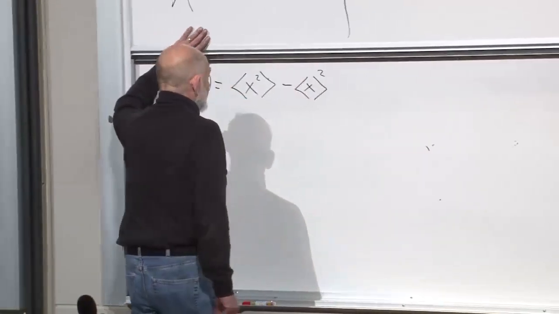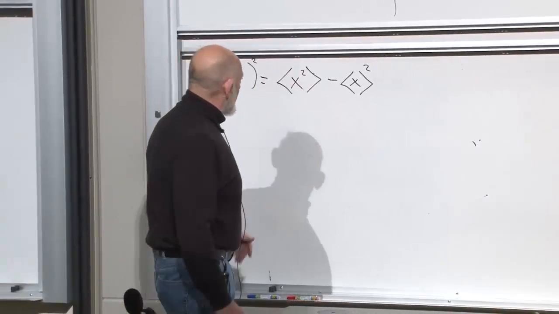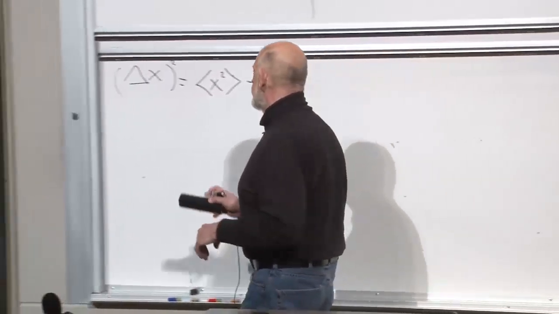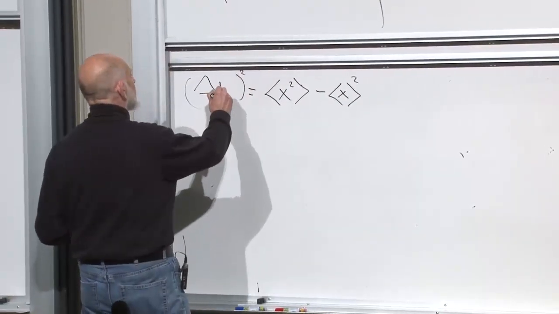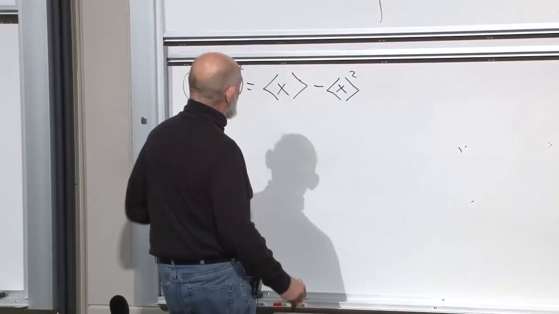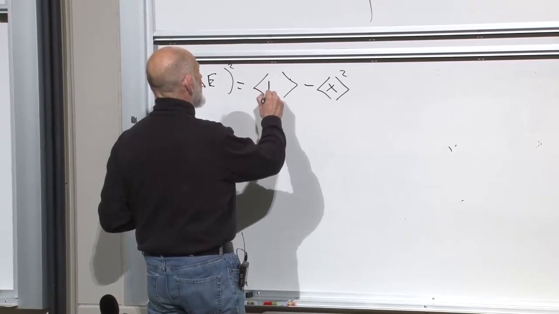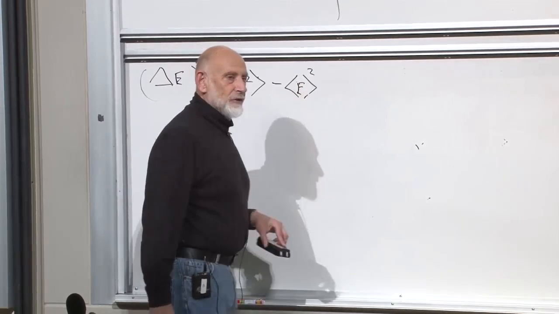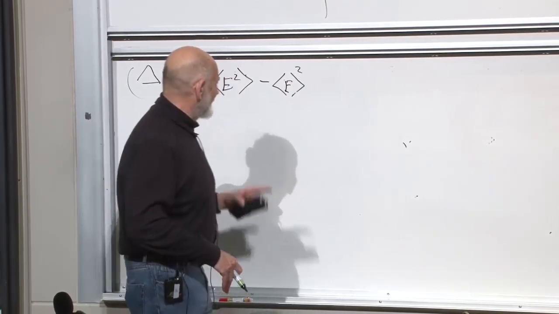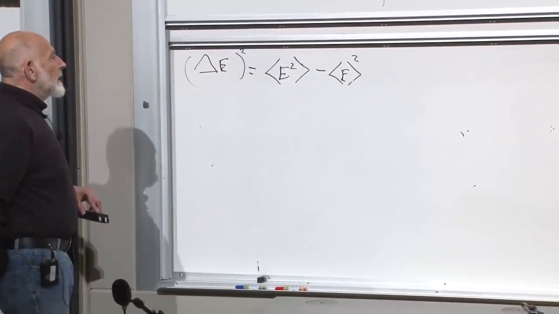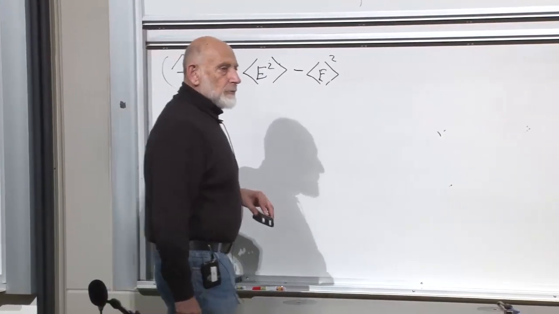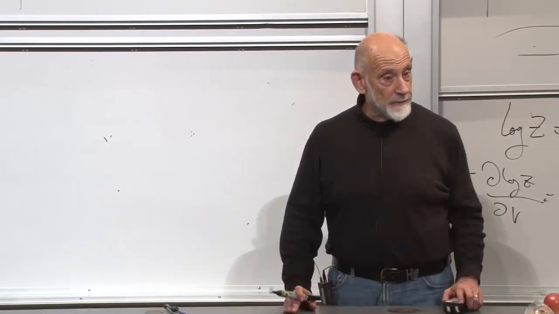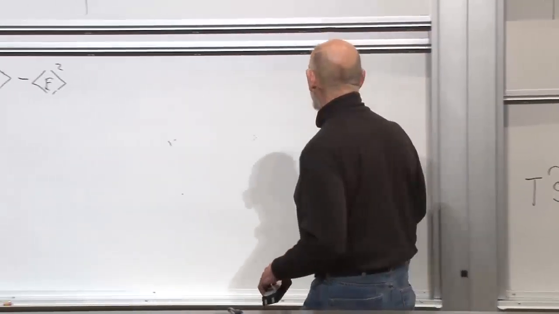Okay, so let's see if we can calculate it. Now we want to do the energy. So let's apply this to energy. The uncertainty in the energy, the square of it, is the average of the energy squared minus the average of the energy, squared. You see that these are not the same. What was the average of the energy? Do you remember in terms of the partition function? Minus d log z by d beta, right? Remember that? The average energy.